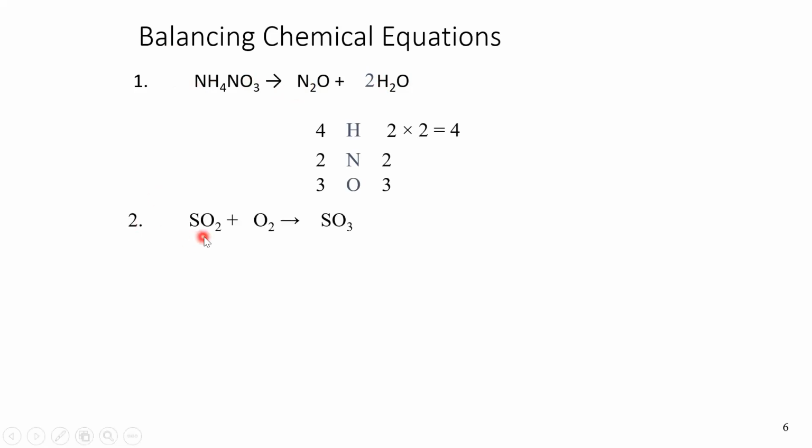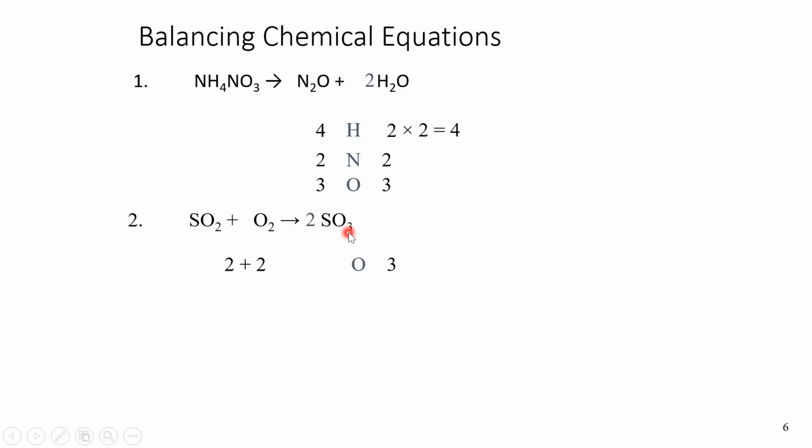All right, so let's look at this one. We've got sulfur dioxide reacting with oxygen to produce sulfur trioxide. Let's start with oxygen. Figure out how many oxygens you have on the reactant side and how many oxygens you have on the product side. So we've got 2 here. We've got 2 here. That means we've got 4. We've got 3 here.